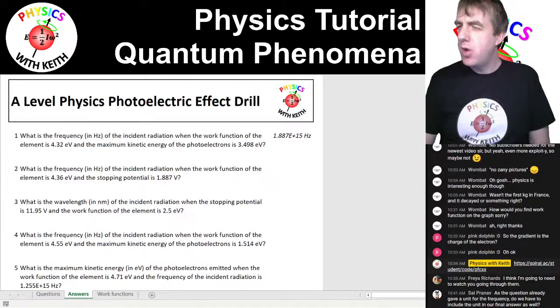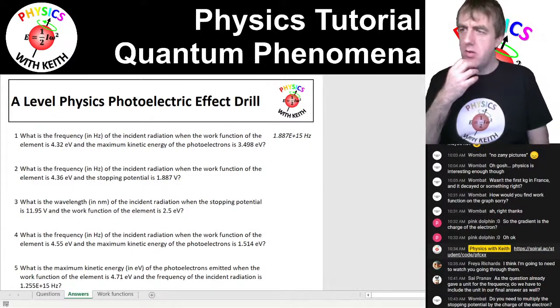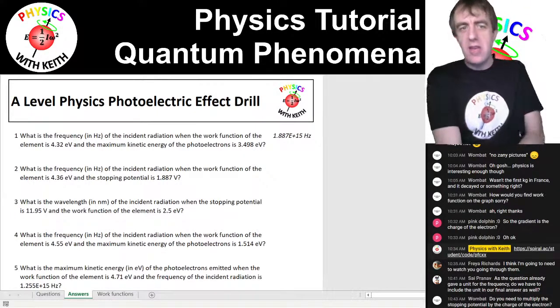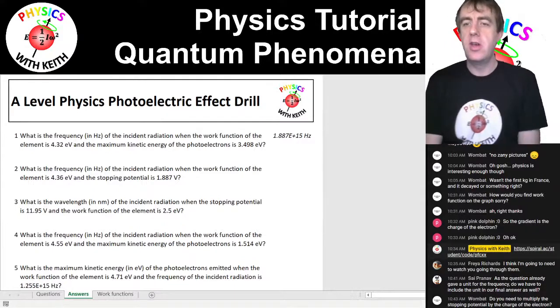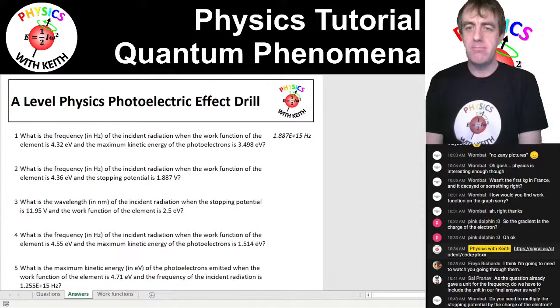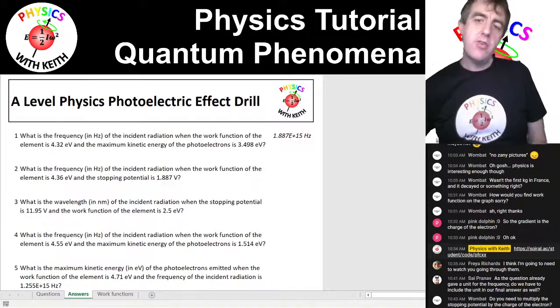Pranav, is that a typo in your answer? Ah, Wombat, that is the trick, isn't it? Here's the thing. If the stopping potential were 2 volts, then the amount of energy that corresponds to is 2 electron volts. If the stopping potential is 5 volts, then the energy is 5 electron volts.